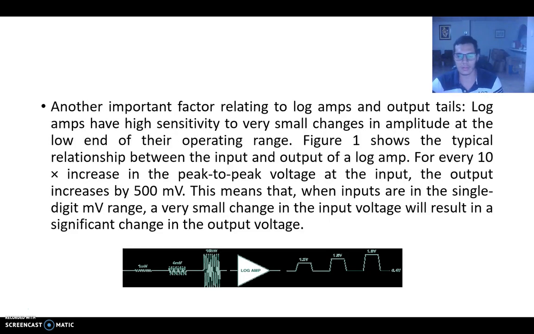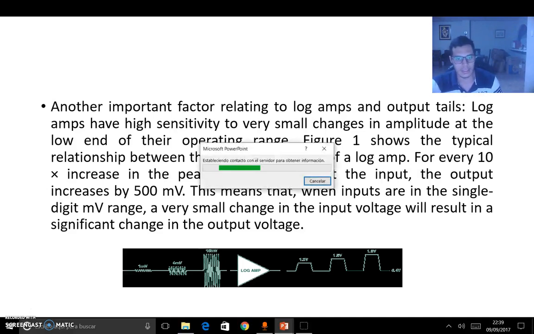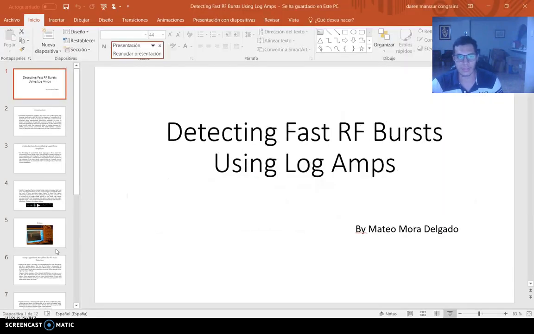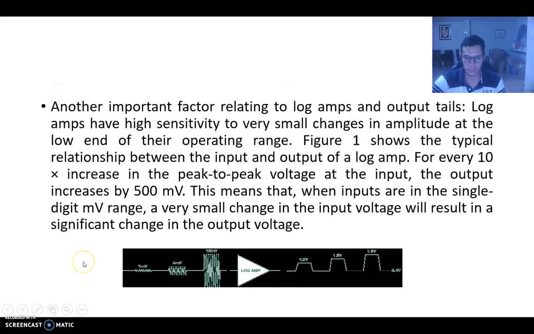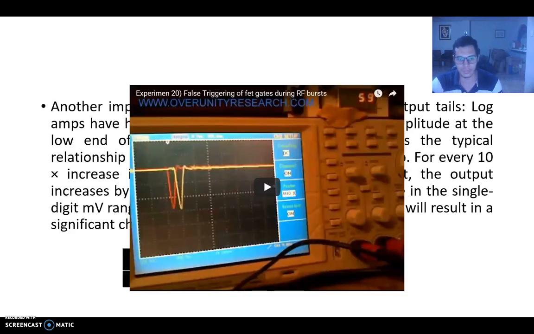Another important factor relating to log amps and output tails: log amps have high sensitivity to very small changes in amplitude at the low end of their operating range. Figure 1 shows the typical relationship between the input and the output of a log amp. For every 10x increase in the peak-to-peak voltage at the input, the output increases by 500 millivolts.